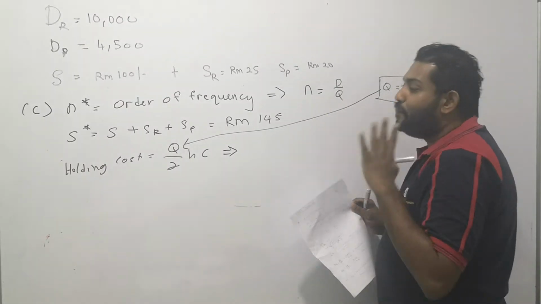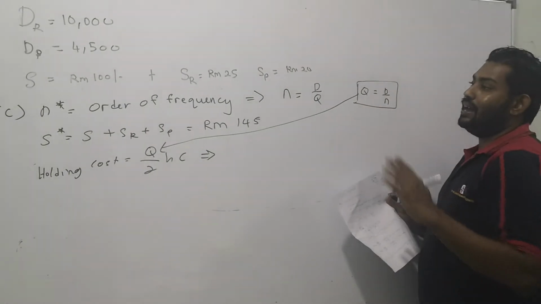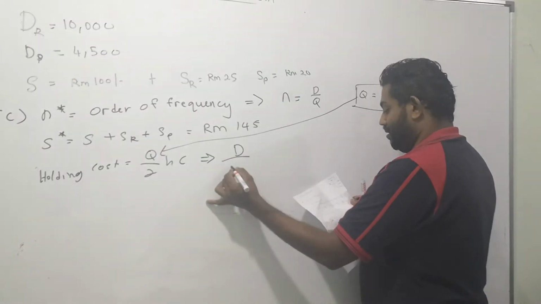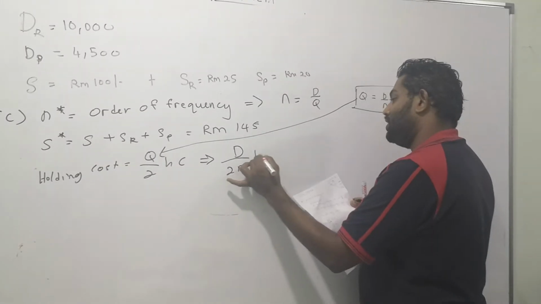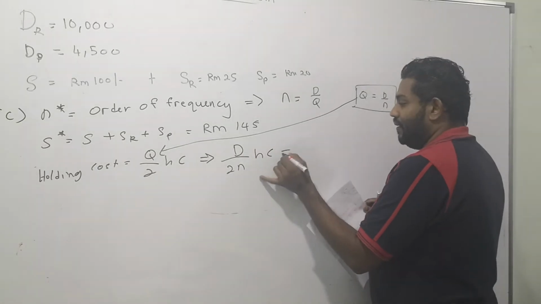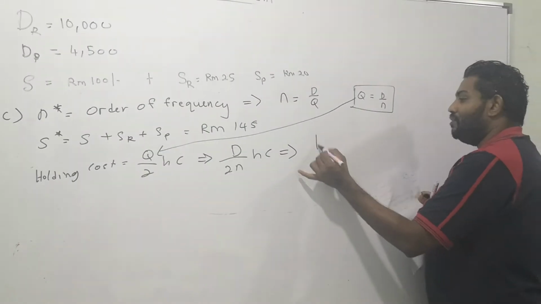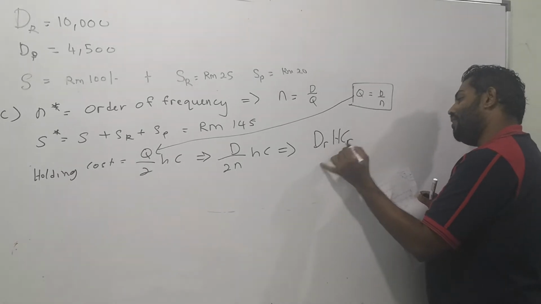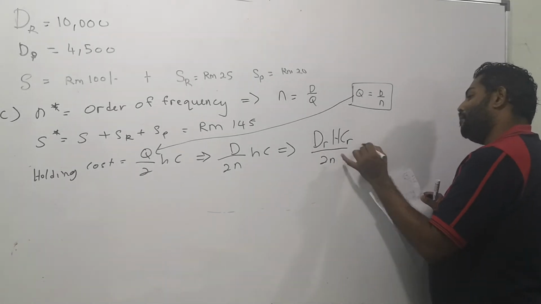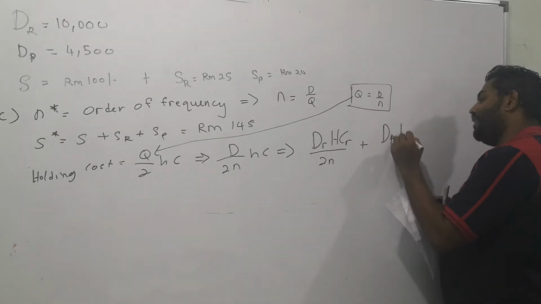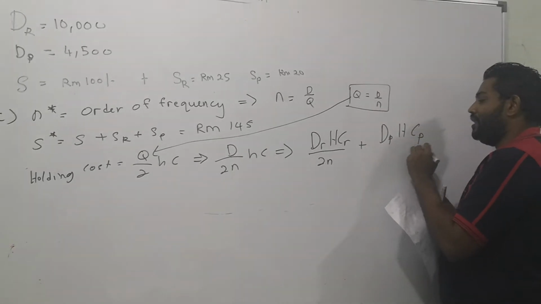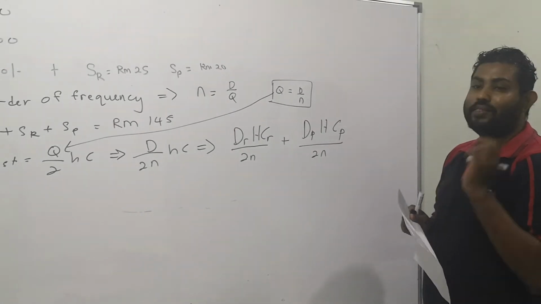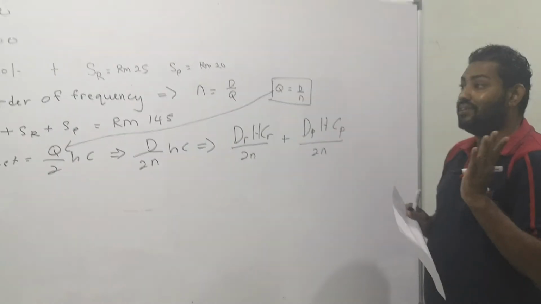into our formula here, where we substitute this equation into this equation for both types of coffee, which gives us DR HCR over 2N plus DP HCP over 2N. This is the new holding cost when you are doing joint ordering.